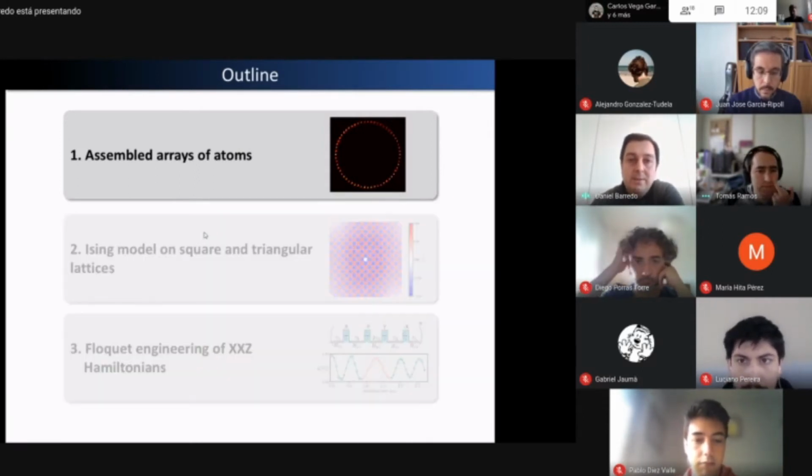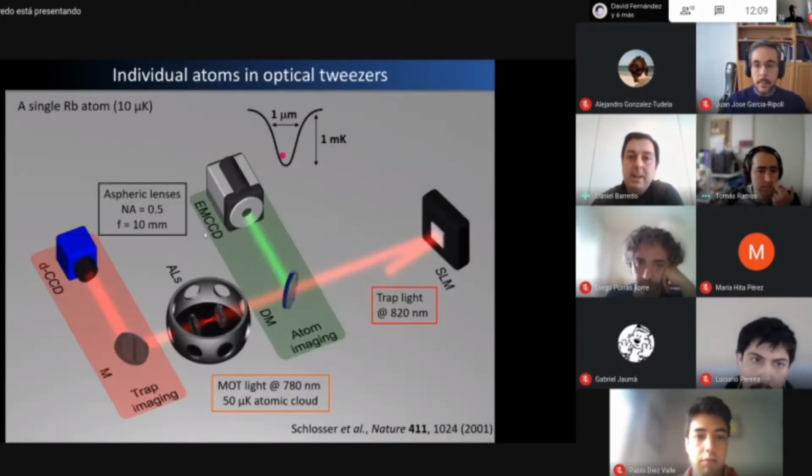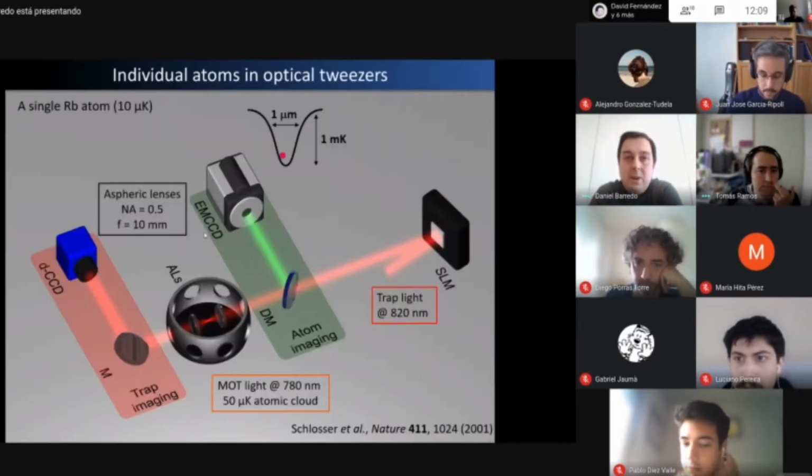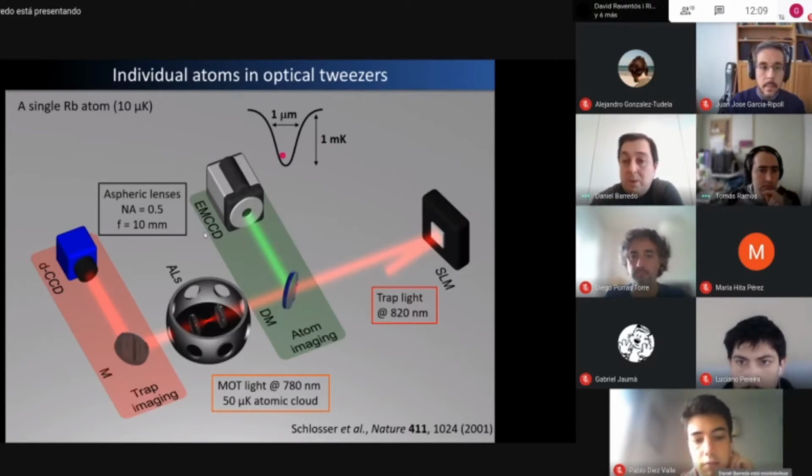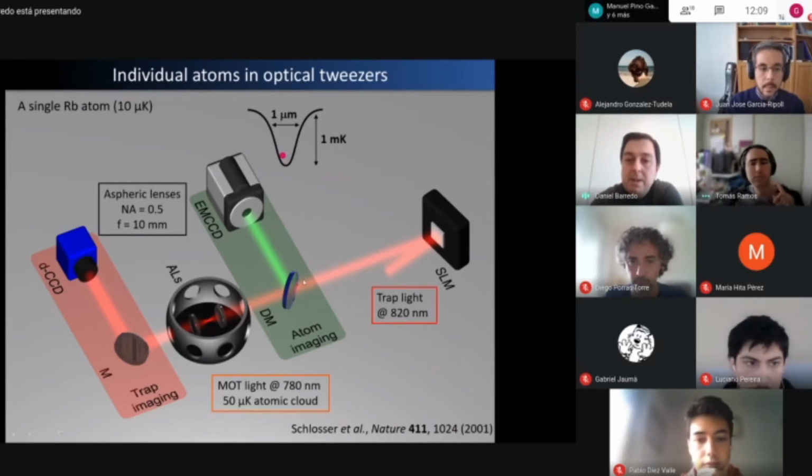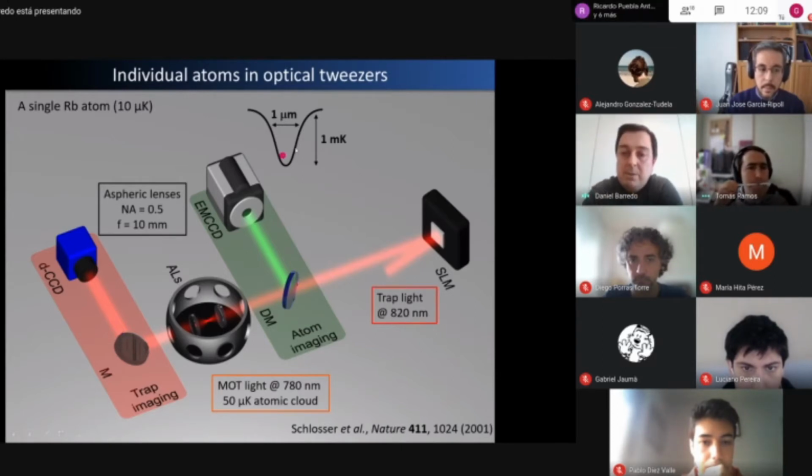Okay, so let's go to the first part. In our experiments, what we do is we use individual atoms trapped in optical tweezers. To do that, what we do basically is to focus very tightly a light beam, the trap beam, you see here in red, and we do this using two aspherical lenses that we put inside a vacuum chamber. With this, we can get trap volumes, as you see here, of around 1 micron cubed, which is enough to trap a single atom. We can have trap depths of around 1 millikelvin.